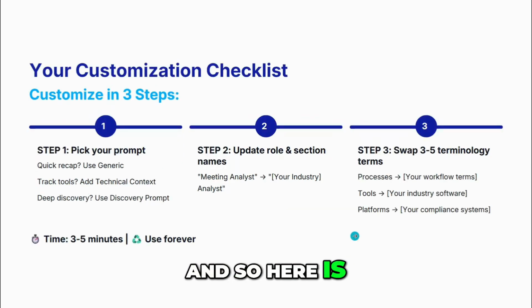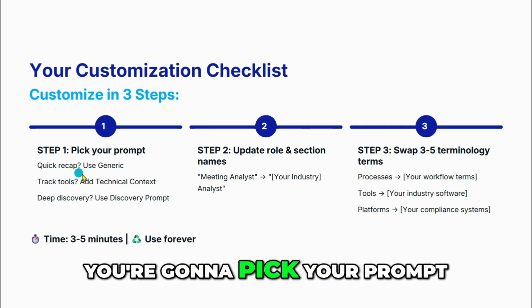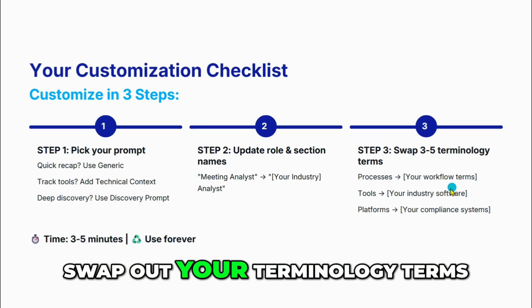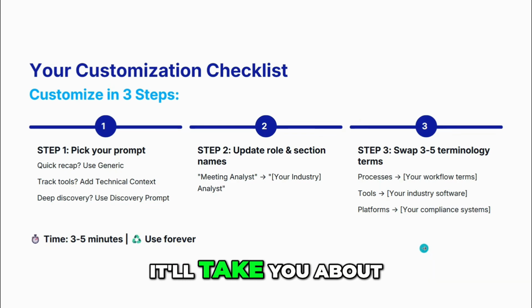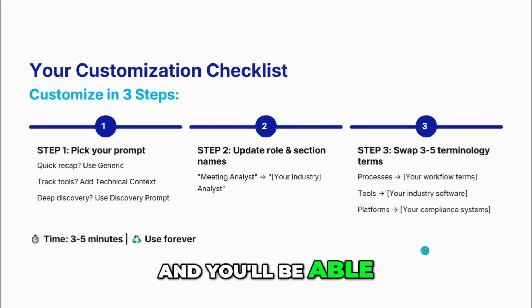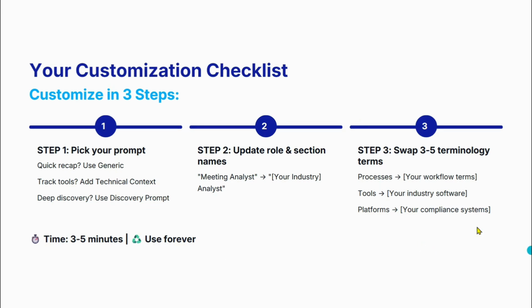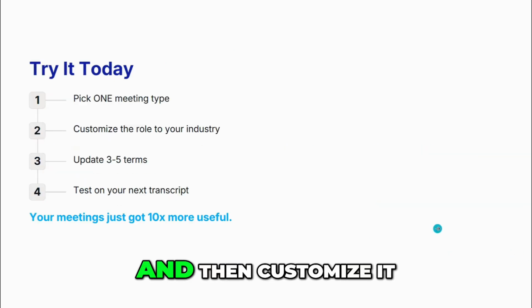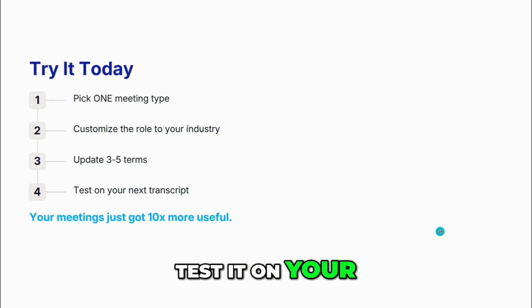And so here is your customization checklist. You're going to pick your prompt, you're going to update the role and the section names, and then you're going to swap out your terminology. It'll take you about 3 to 5 minutes, and you'll be able to use this prompt forever. So try one today. Pick a meeting type and then customize it to your role and test it on your next transcript.